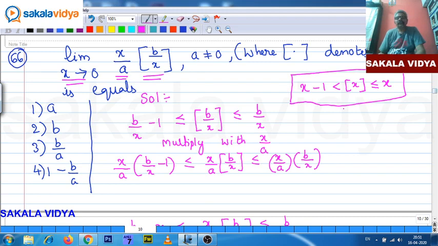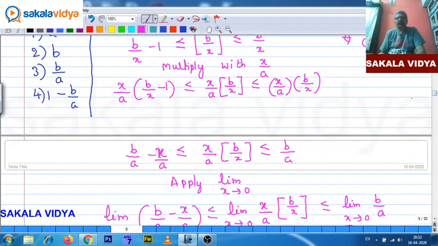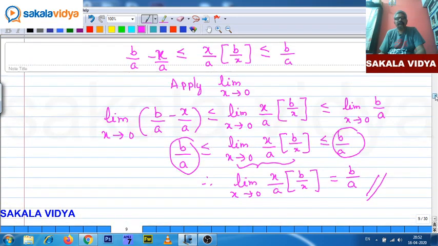So, this is the definition of the greatest integer function. In the place of this x, first I have written this one. That is why b by x minus 1 is less than or equal to the integral part of b by x, which is less than or equal to b by x. We need x by a, so multiply x by a like this. Next, simplification, and after that apply the limit.